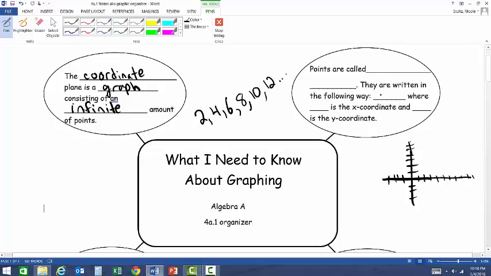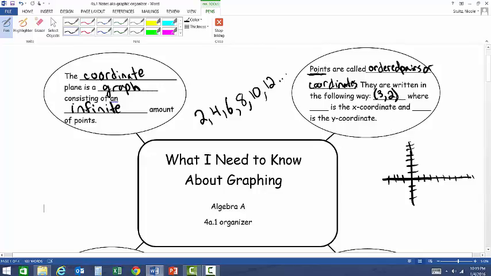You've seen a point before. It looks like this, say 3, 2. So you've seen this before, and I know in my class, because I have assigned things like this before. I want you to remember, though, points are called ordered pairs or coordinates. So we can call points ordered pairs or coordinates, and they are written in the following way.